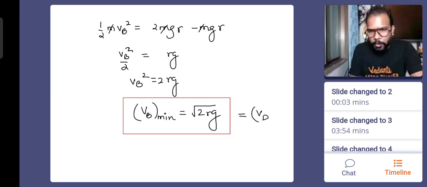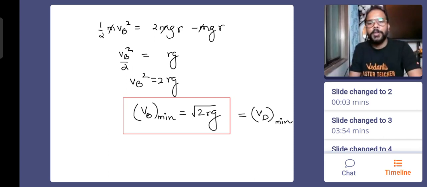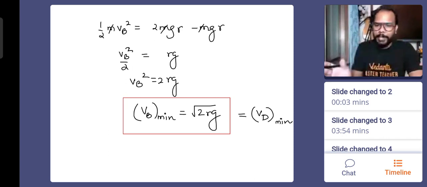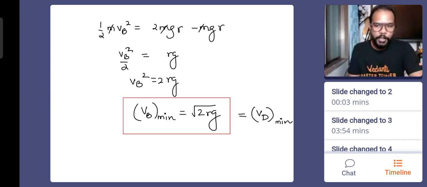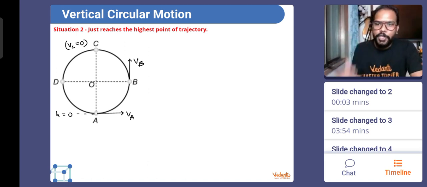And by the way all of you, this will also be equal to vd minimum. बता चुके हम लोग ऑलरेडी. D is identical point as B. It is only B पे बॉडी ऊपर जा रही है, D पे बॉडी नीचे आ रही है, और जो भी है उल्टा हो रहा है. B और D पे चीजें जस्ट उल्टी हैं in terms of direction. Okay? Tension. Let's find out tension also.